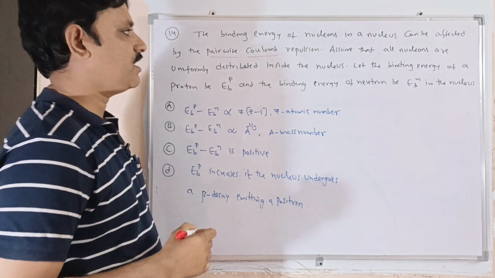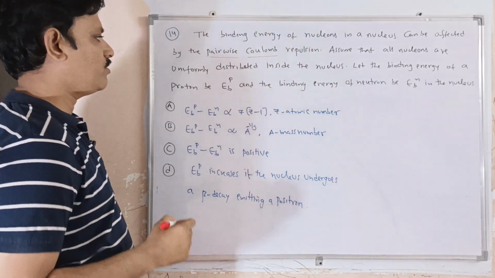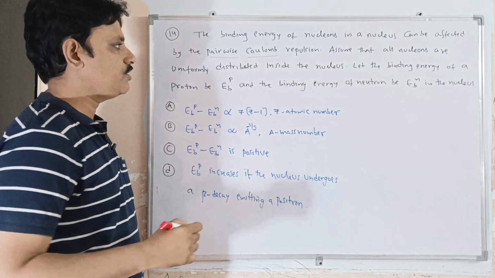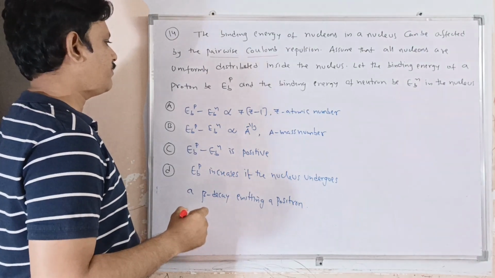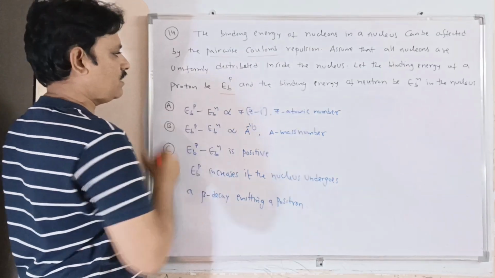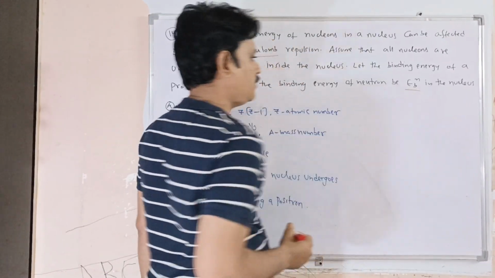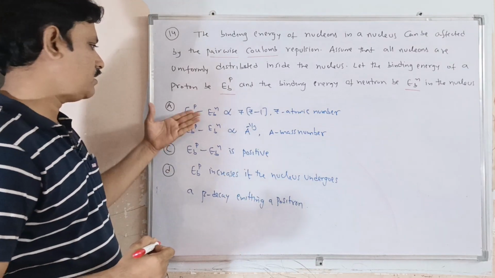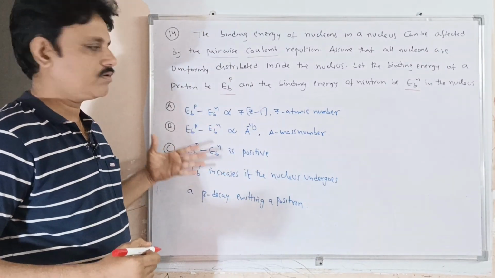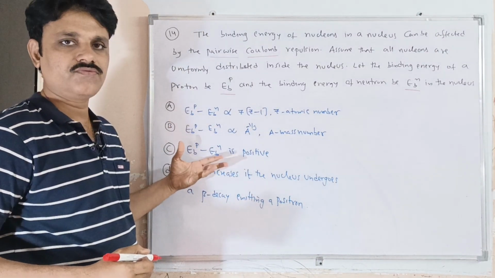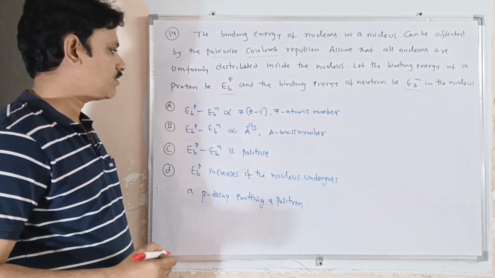Pairwise Coulomb repulsion. Assume that all nucleons are uniformly distributed inside the nucleus. Let the binding energy of a proton be EBP and the binding energy of a neutron be EBN in the nucleus. Then these are the options given. Out of these, which is correct and which is wrong, we are going to identify.